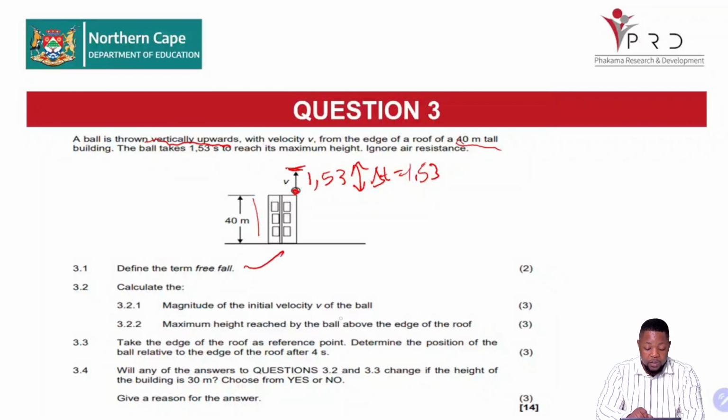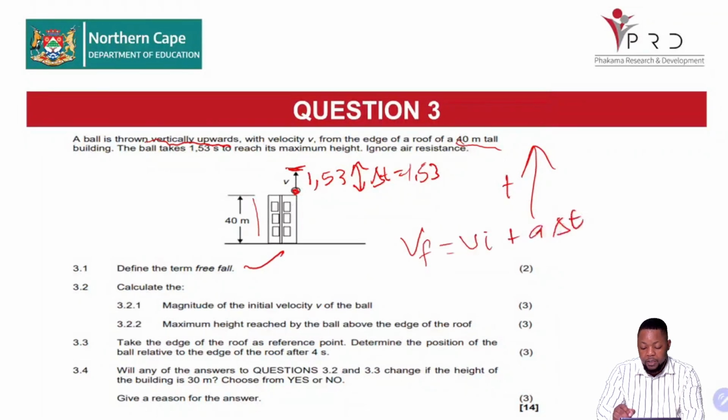The magnitude of the initial velocity of the ball: you need to choose an equation after choosing direction. We can take upwards as positive. Then you can choose your formula. Maybe you can choose vf equals vi plus a delta t. Now they're looking for the initial velocity. What do we know about the velocity at the maximum height? We know that the velocity at the maximum height is 0, and we are looking for the initial velocity.